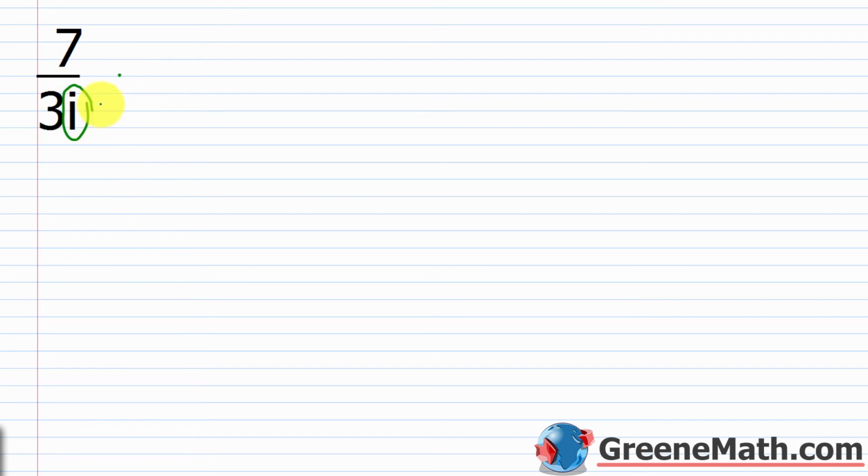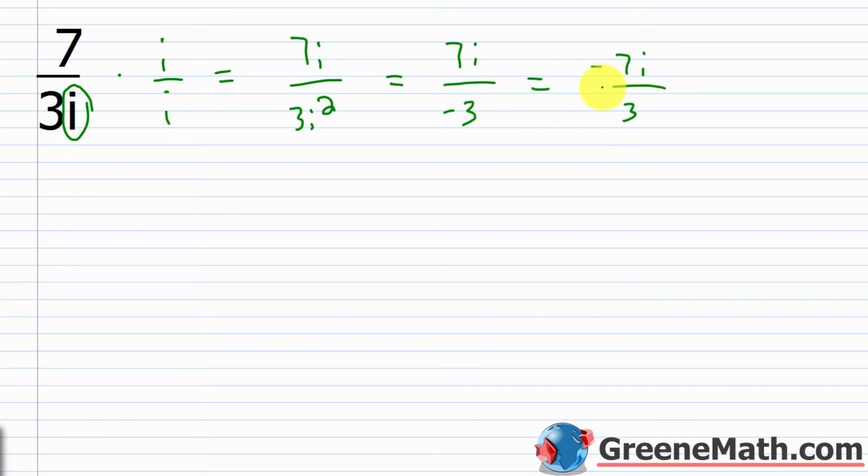So we don't want to leave it like that. We want to multiply by i over i, basically the same thing we've been doing to not have a radical in the denominator. This is going to give us 7i over 3i squared. Again, i squared is negative 1, so this is 7i over negative 3. And of course, you could also write this as negative 7i over 3. But these two answers are basically the same.